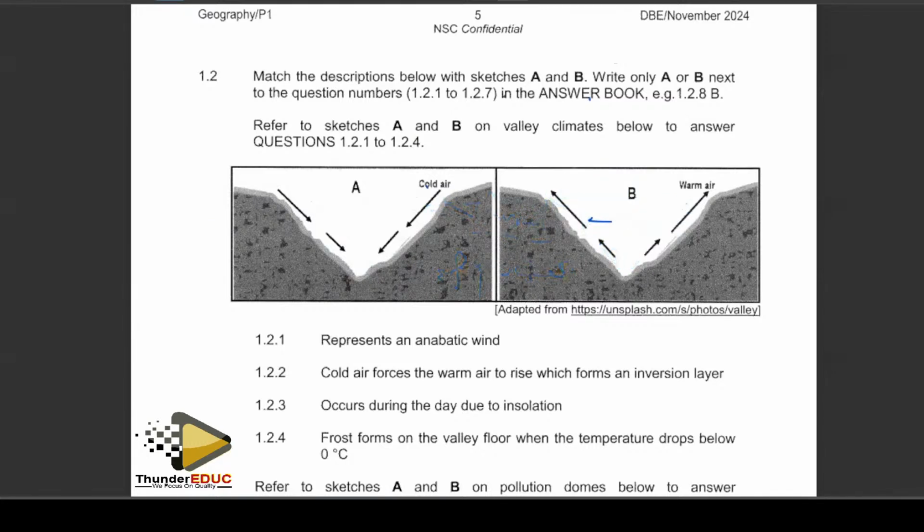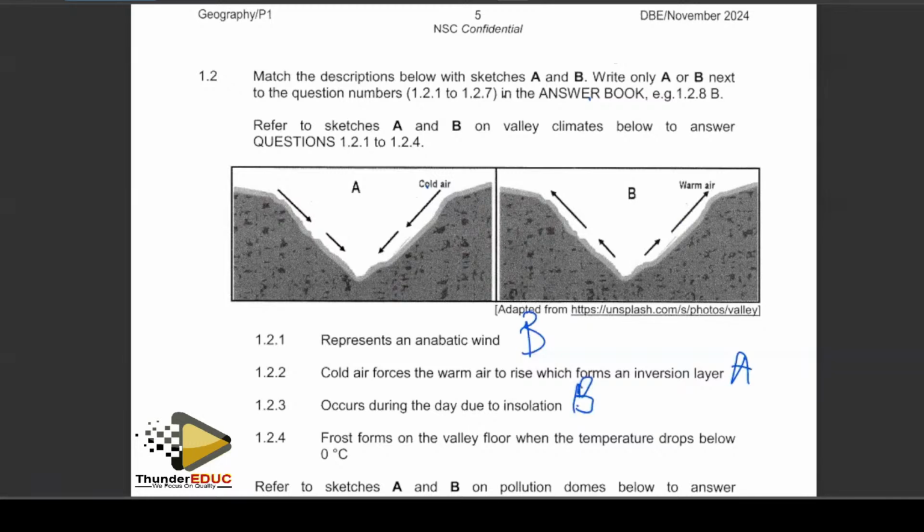Right, the first question is saying, represent anabatic. We've talked about that. Anabatic is B. Anabatic is the day situation, and upslope, which is B. Cold air forces the warm air to rise, which forms an inversion. We talked about that. It happens in A. Occurs during the day due to insolation. It is B. We've talked about that.